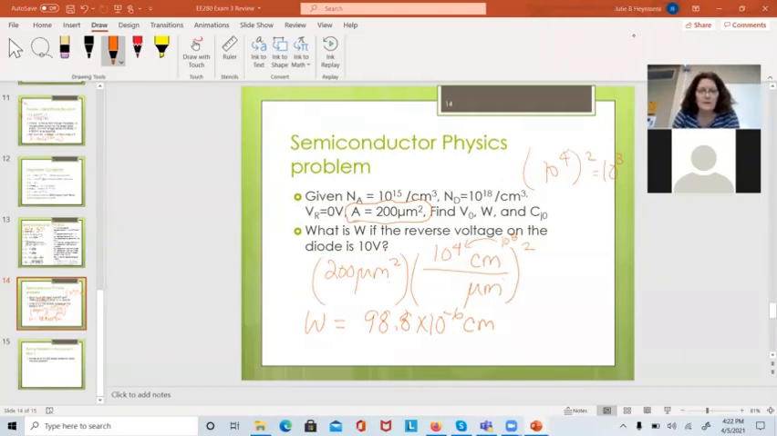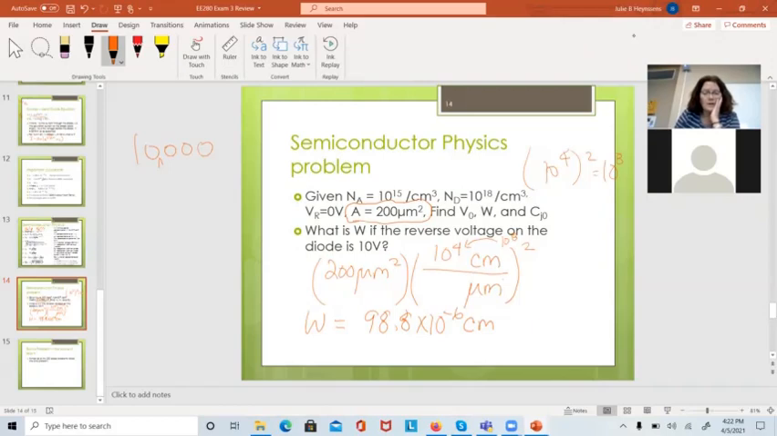Wait. There are 100 micrometers per centimeter. No, there are 10,000 or 1,000. Yes, 10 to the 4th. We need an extra 0. 10 to the 4th has 4 zeros, 10,000. Yes.